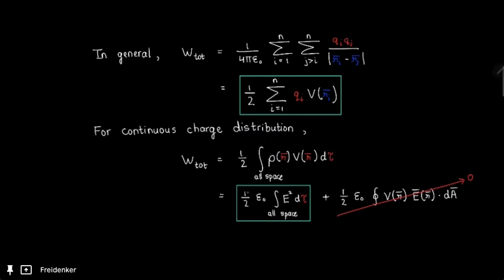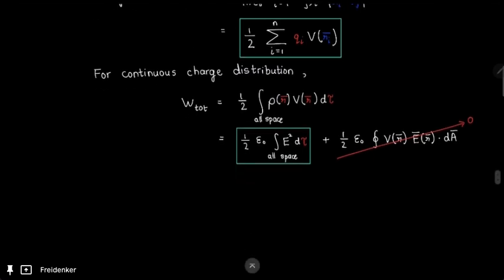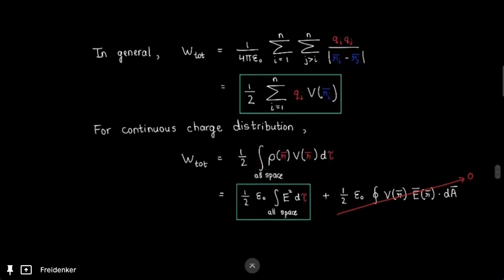So finally, this is the answer. The work done to assemble a continuous charge distribution is this one. If you do this, you'll get your work done due to a continuous charge distribution. We have nothing left either. So this is work and energy for electrostatic fields. That's it. We are done. Thank you.